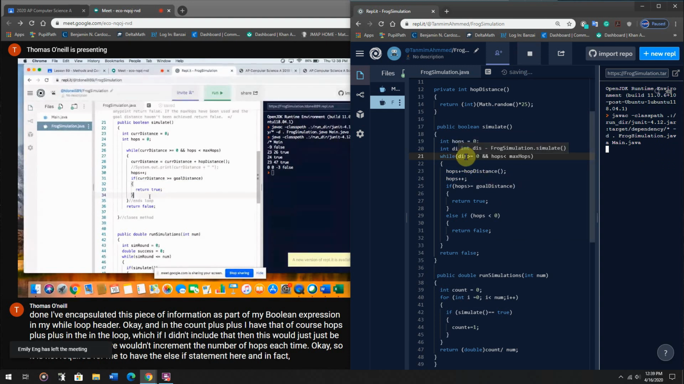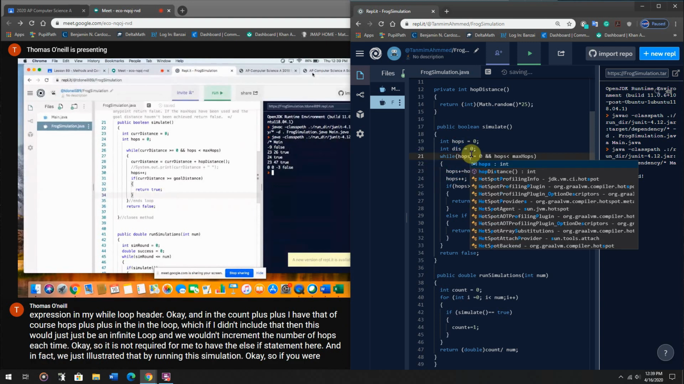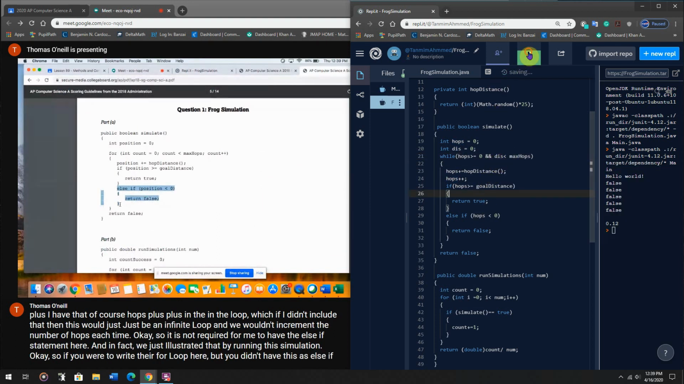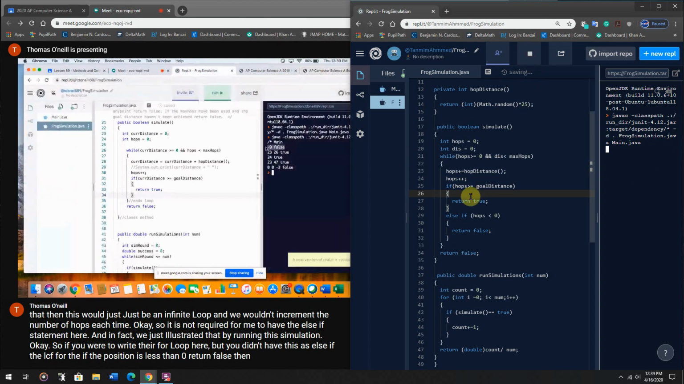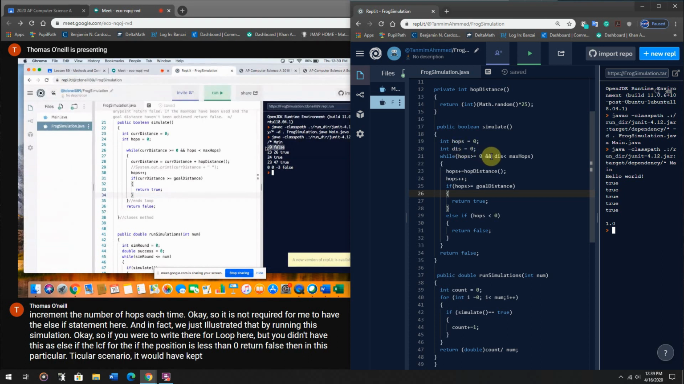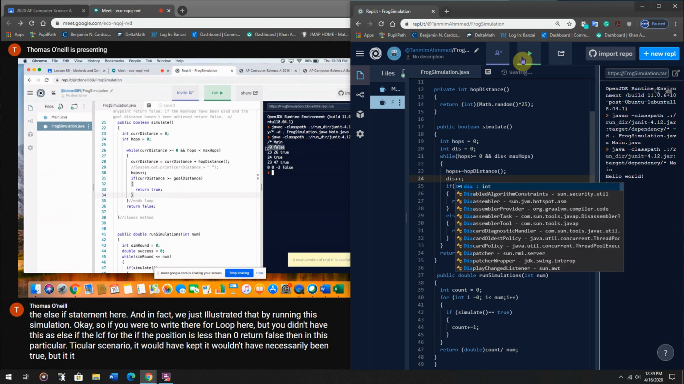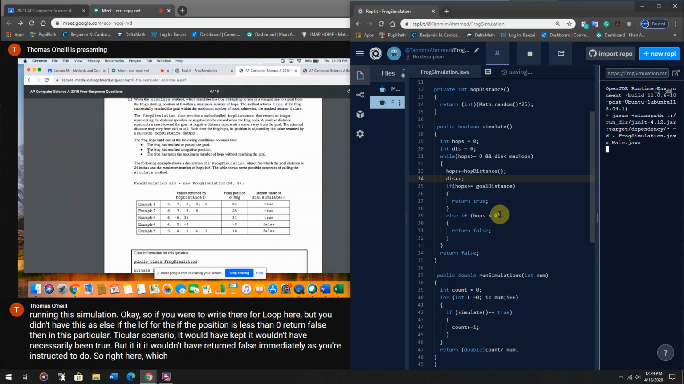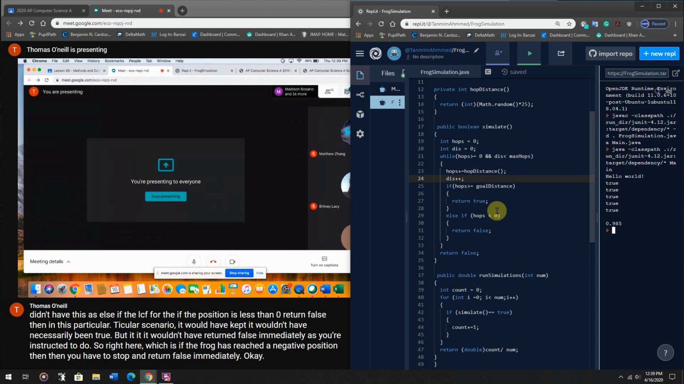And in fact, we just illustrated that by running this simulation, okay? So if you were to write the for loop here, but you didn't have this else if, the else if for if the position is less than 0, return false, then in this particular scenario, it wouldn't have necessarily been true, but it wouldn't have returned false immediately as you're instructed to do right here, which is if the frog has reached a negative position, then you have to stop and return false immediately. Okay? A couple questions, comments.